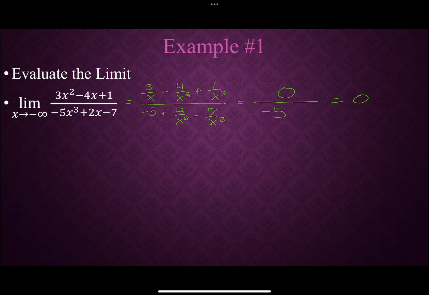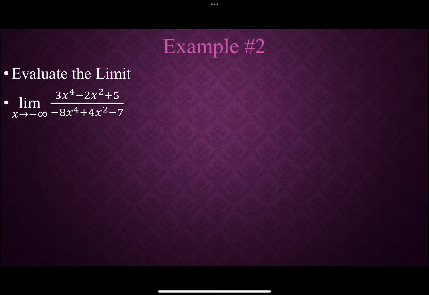It doesn't matter whether x is approaching negative or positive infinity for this problem or for this one, where the exponents are the same top and bottom. Here I divide everything by x to the fourth. I get 3 minus 2 over x squared plus 5 over x to the fourth, over negative 8 plus 4 over x squared minus 7 over x to the fourth. Again, all those fractions go to 0. I'm left with 3 over negative 8.